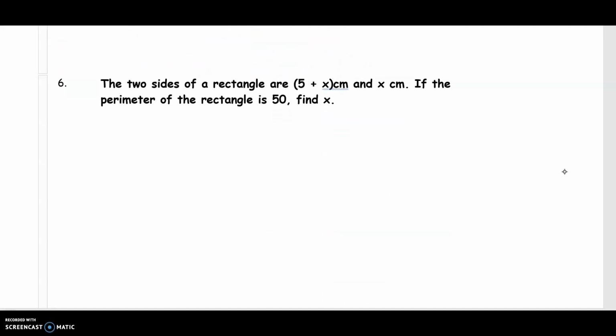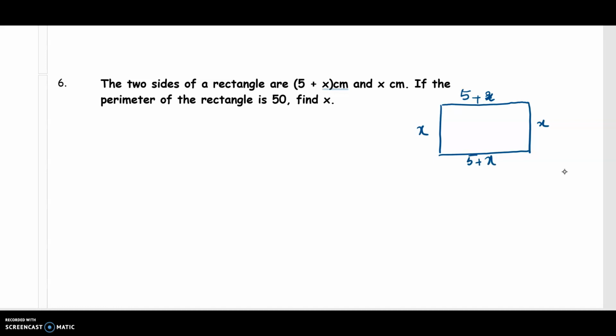Now let's look at this. The two sides of a rectangle are 5 plus x centimeters and x centimeters. So let's draw a rectangle. Let's just say this is x centimeters and this is 5 plus x centimeters. So that's a rectangle. The opposite sides are equal. If the perimeter of the rectangle is 50, find x.